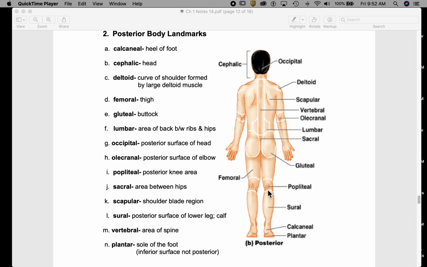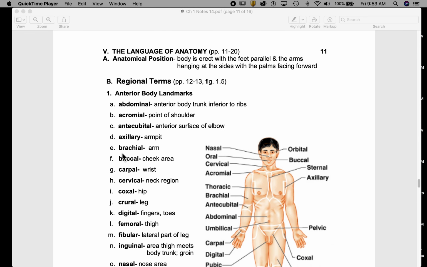Popliteal. Popliteal is behind the knee. So remember, patellar was on the anterior. Popliteal is posterior. Sacral is in between the two gluteal, right here. It's the medial. It's called sacral. There's a bone beneath that called the sacrum. So this is sacral. Scapular. That's this region here where the scapula is. Sural is the calf, posterior lower leg. Vertebral is the spine, posterior spine. And finally, plantar is the bottom of the foot. It's the inferior surface, not posterior because the heel is the calcaneal. Underneath is called plantar. And those are the regional terms that you'll need to familiarize, well, memorize. And we'll work with this in class.